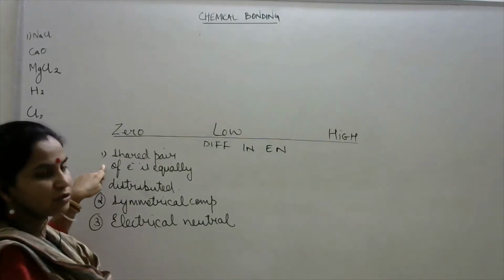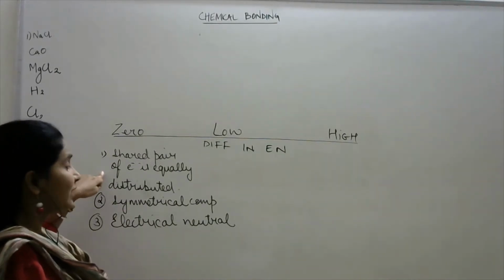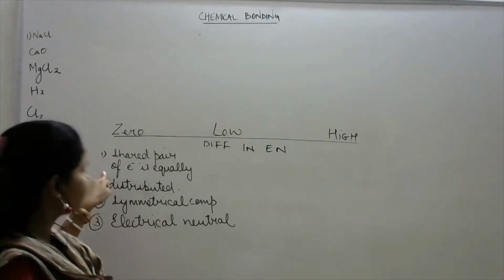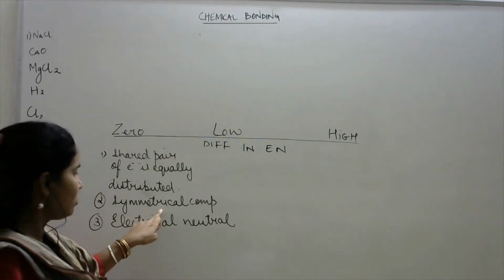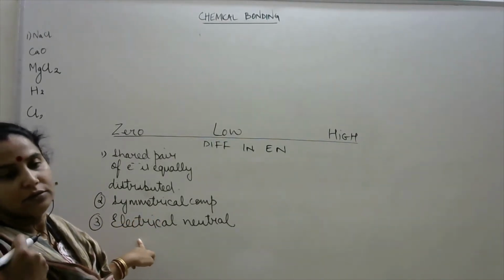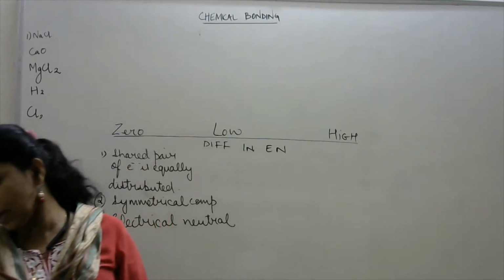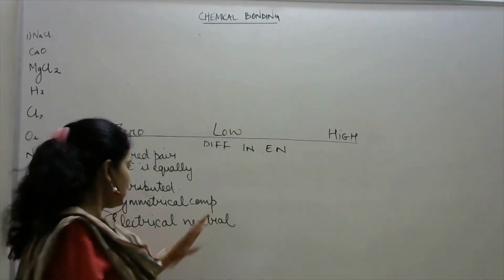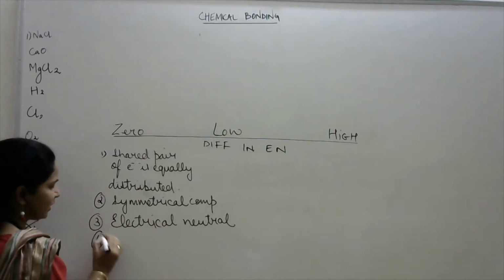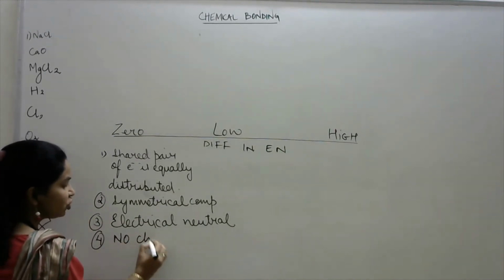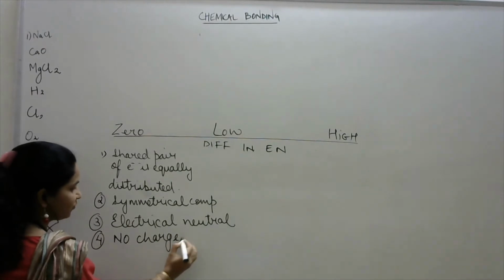So I repeat again, when the two atoms are having the difference in the electronegativity 0, then the shared pair of electrons is equally distributed. Then the compound formed by these atoms is a symmetrical compound, and the compound is electrically neutral. Even the atoms are electrically neutral. It means, fourth point, they show no charge separation.